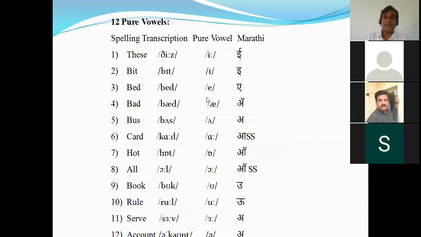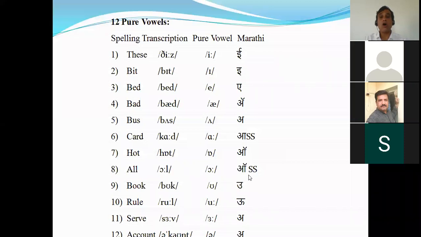When I say bed, this is the E sound. When I say bad, this is B, A, D, the A sound is there. I have denoted it in Marathi also. In slant lines, we transcribe the sound of the word. Here is bus. This is the central A, B, A, S. So, bus, card, the long A sound is there. Heart, the short A is there.